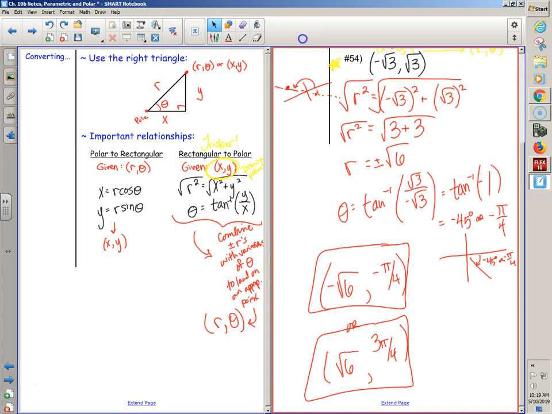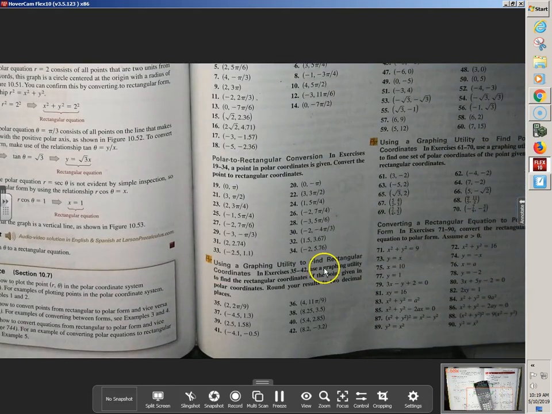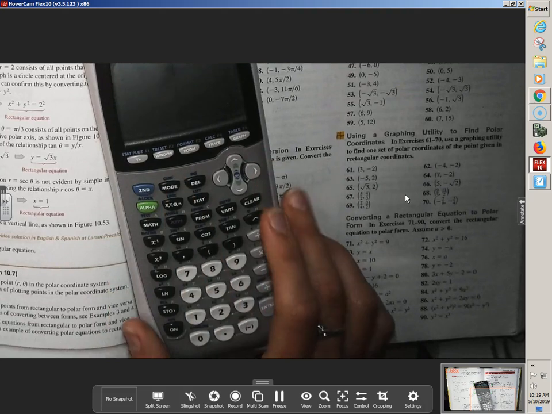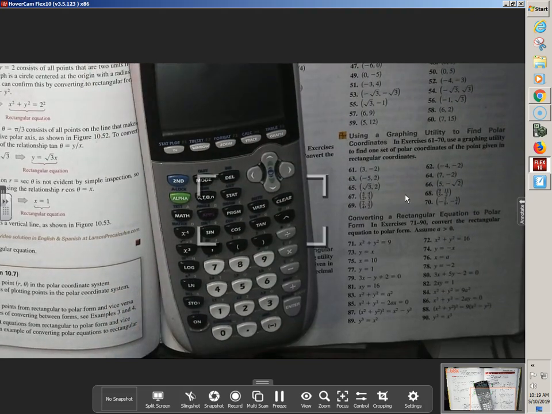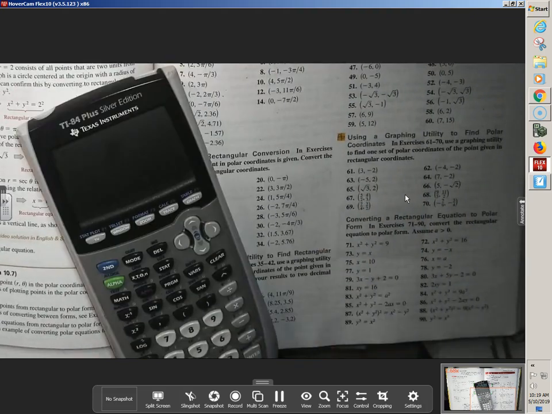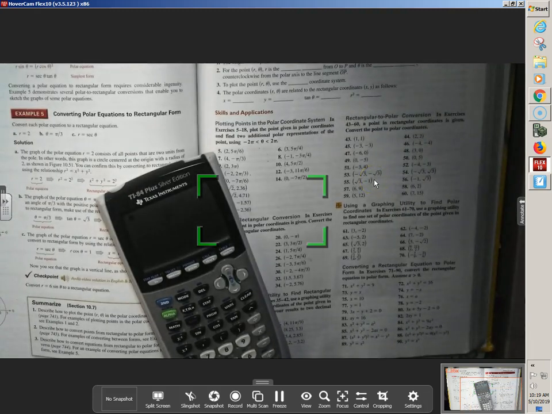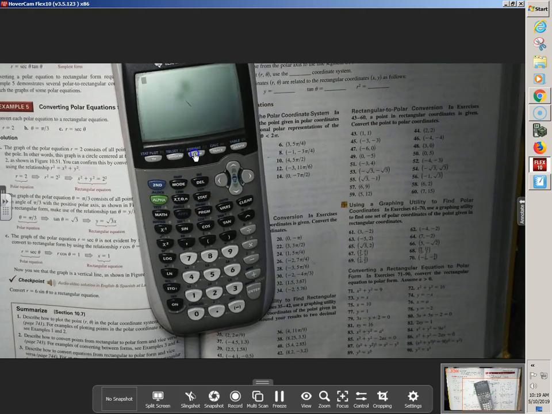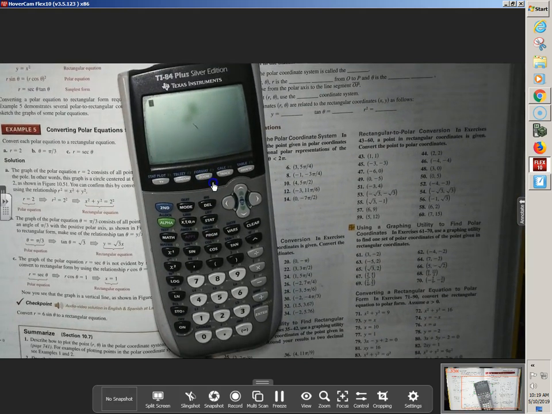Now, I did say there was a way to use your calculator to do some of this work. Because our homework does say, use a graphing utility to find, which I might have assigned you tons in there, or I might not have, it's still something useful for us to find. So, let me get out of there. How do we use our calculator in order to convert these points?